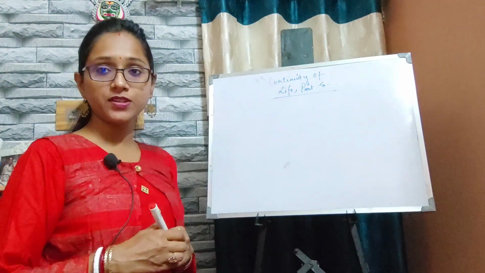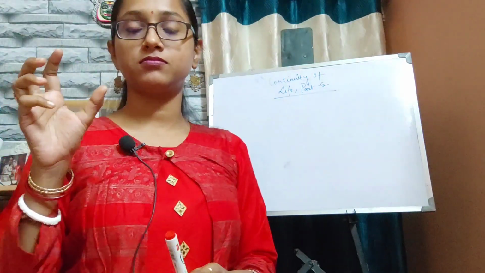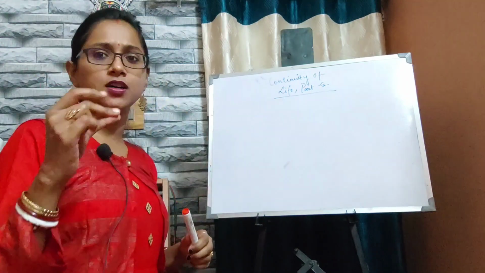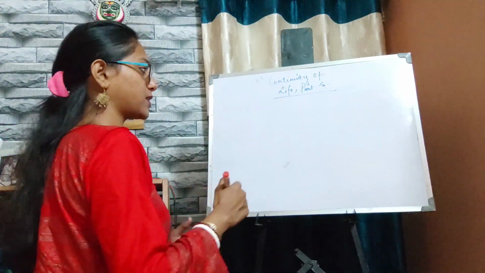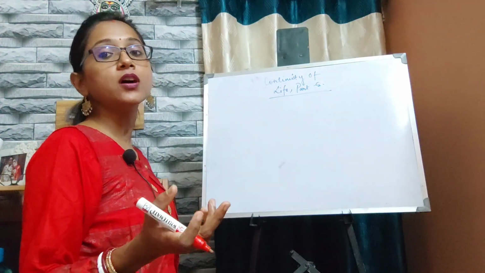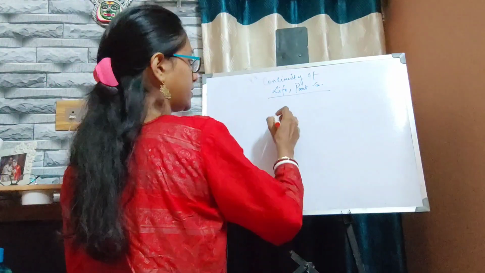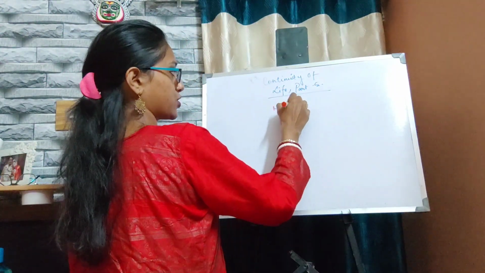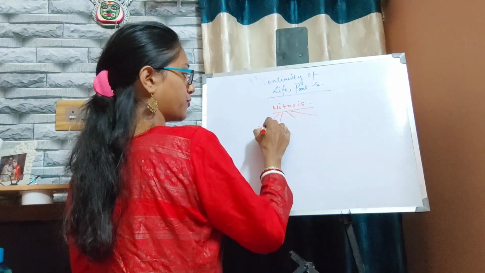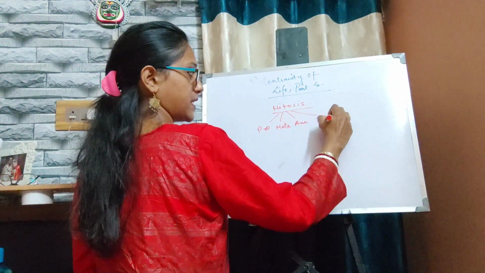So let's just start with the continuity of life part 5. In my previous video I have done the mitosis part. So in this video I will just quickly recapitulate that one. Mitosis, as I have told you, is the equational division. So before dividing, they just double up their content. Mitosis cell division consists of 4 stages: prophase, metaphase, anaphase and telophase.